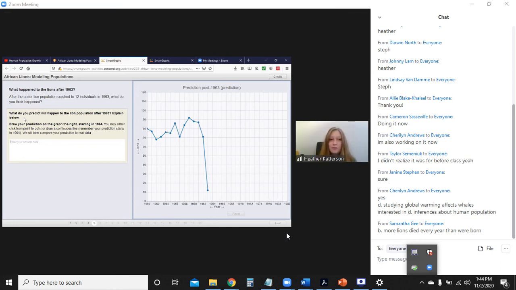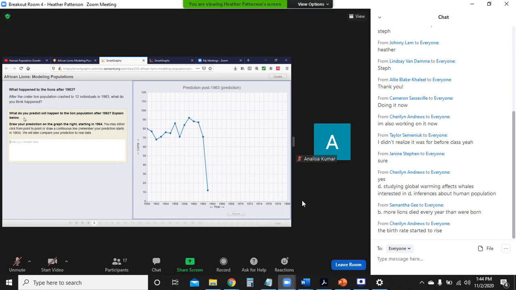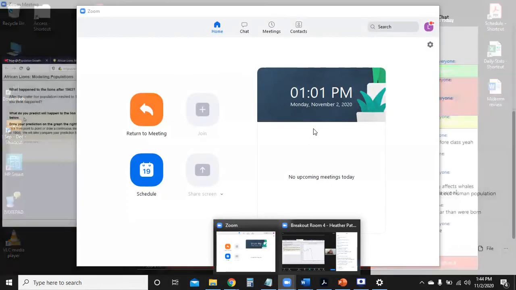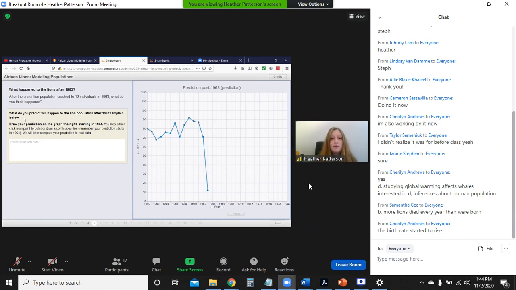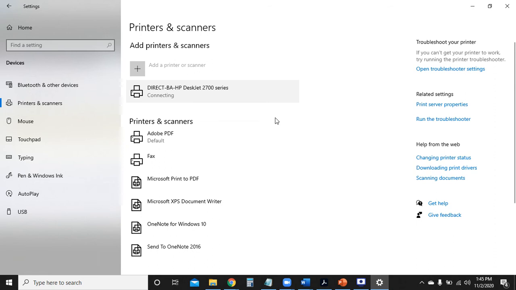Mm-hmm. Very good prediction. Because as we discussed earlier, when you have really low population, there are so many resources available, right? There's plenty of space, there's plenty of water, there's plenty of food. So theoretically, without any other influencing factors like hunting or anything, then your population would go up. Does anybody else have any other comments?